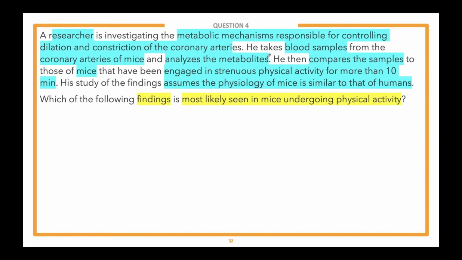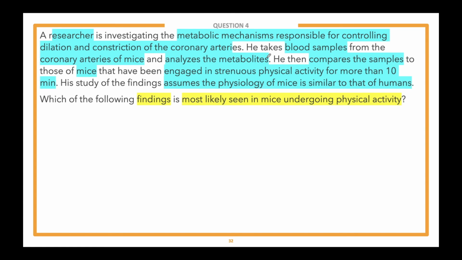So in this situation, a researcher is investigating specifically some metabolic mechanisms in regards to the coronary arteries, okay? Usually when you have investigational questions like this, they're going to give you more information about the study. They're going to maybe have two different groups, so a control group and a study group. So make sure that you're taking note of all the details that can lead you to pick up those clues in this study. And then there is an important last statement, that mice physiology is similar to human physiology.